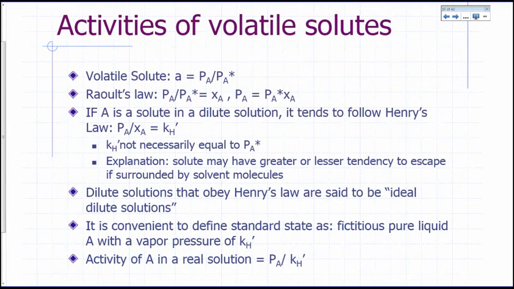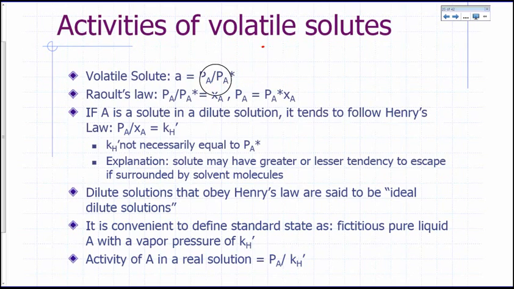All right, so previously we said that if you have a volatile component of a liquid mixture, you can determine its activity by simply measuring its partial pressure in the vapor that's in equilibrium with your liquid mixture and divide that by the vapor pressure of that component if it was pure. So the activity of liquid A, for example, as part of a mixture would be whatever its partial pressure is above that mixture divided by its vapor pressure if it were pure.